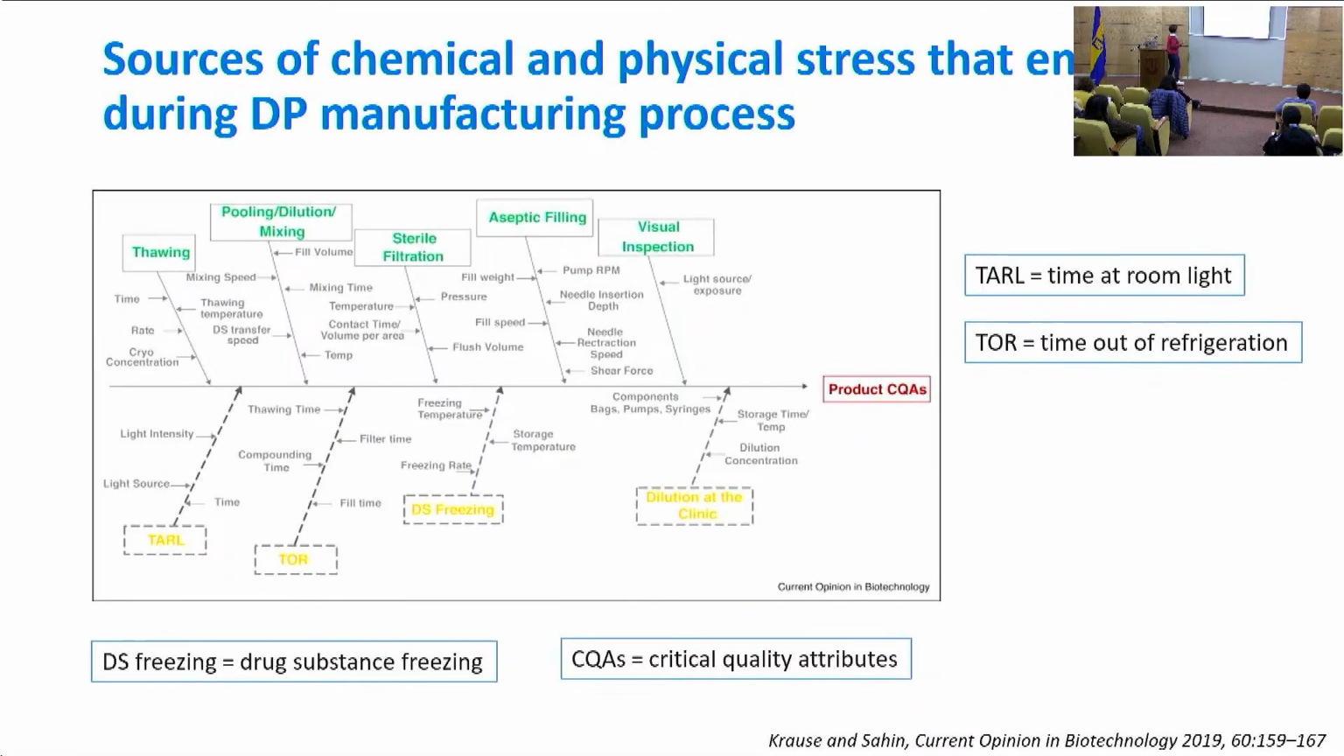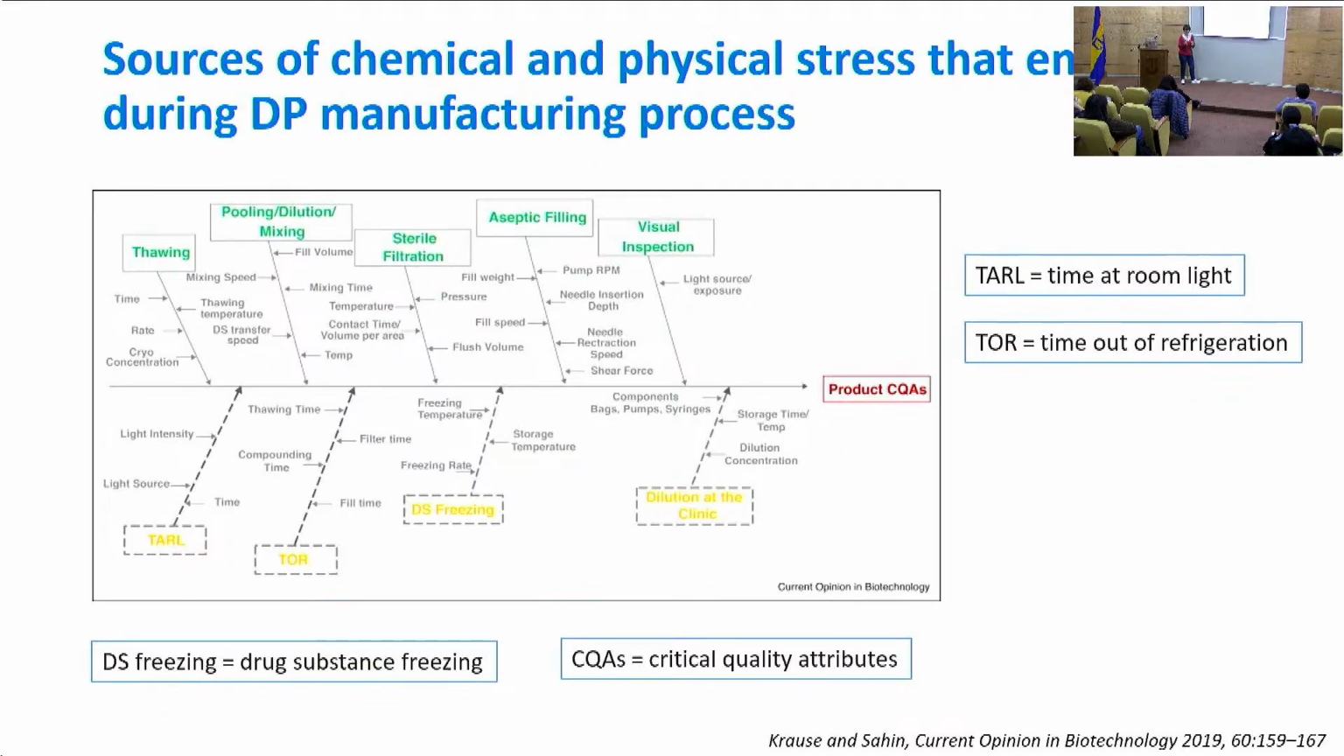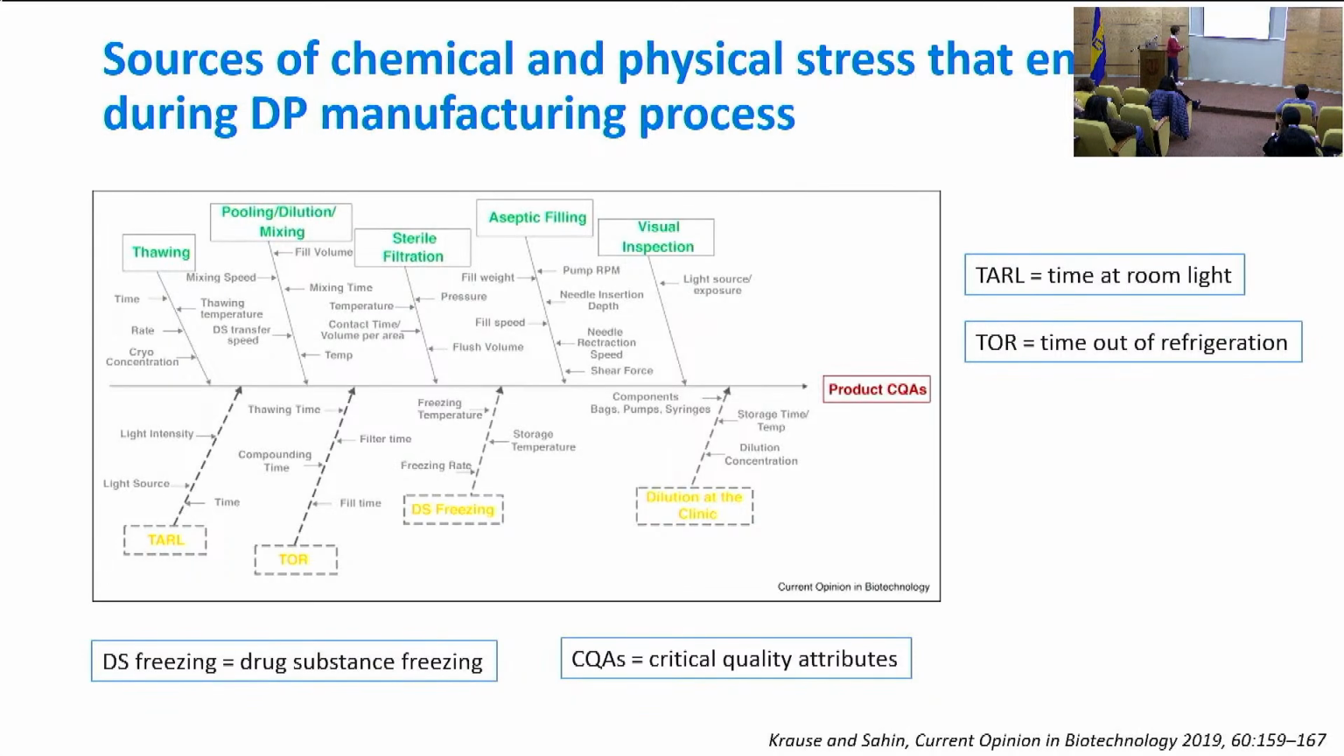So we can see that light source, they are submitted to many stress. Light source can induce oxidation, and when a protein is oxidated, that could lead to a modification of its conformation, and then the biological activity will be different.